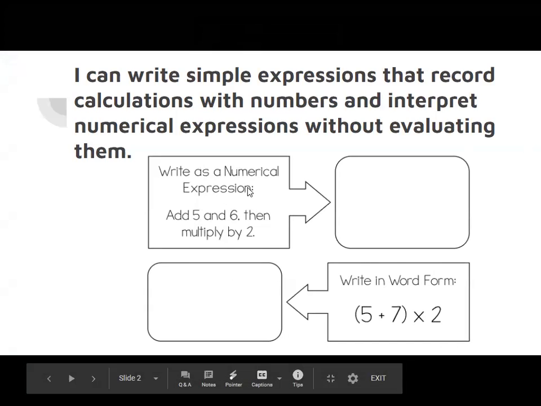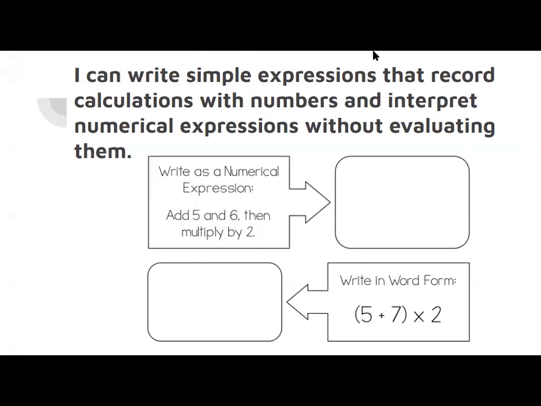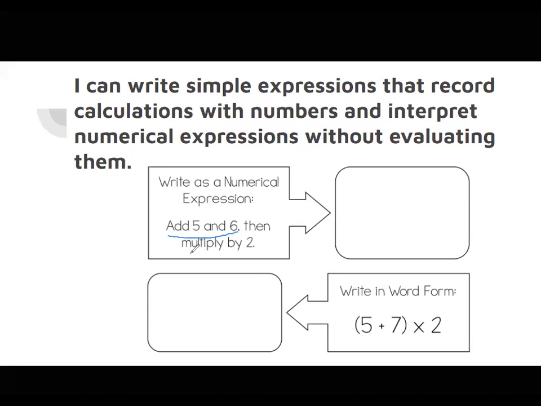So they have written this first one in words and we have to write it with numbers. So let's take a look. It says add 5 and 6, then multiply by 2. So that word then shows me that it's going to be at least 2 steps. And the first thing that has to happen is add 5 and 6. Well, using our order of operations, we know that addition doesn't usually come before multiplication. But we know that if we put it in parentheses, then that will have to happen first. So in our parentheses, we're going to put 5 plus 6. And then after our parentheses, we're going to put times 2, since that has to happen second.